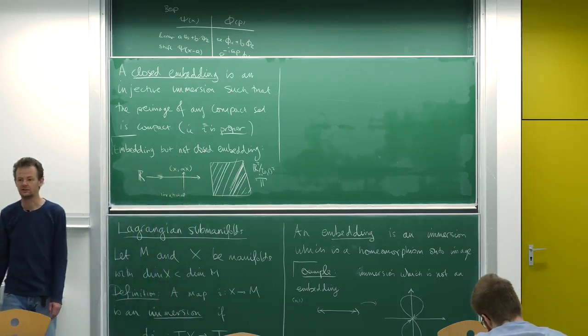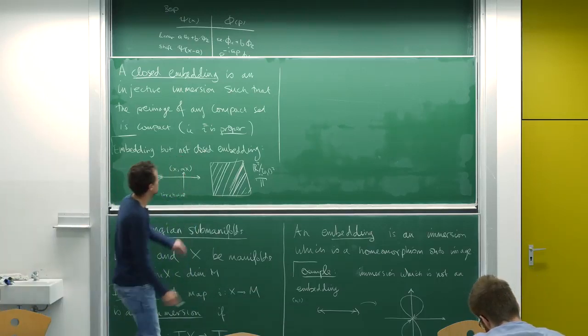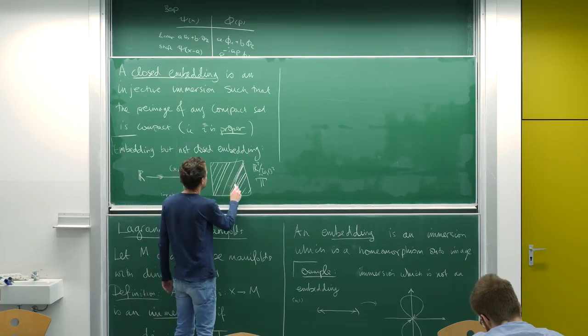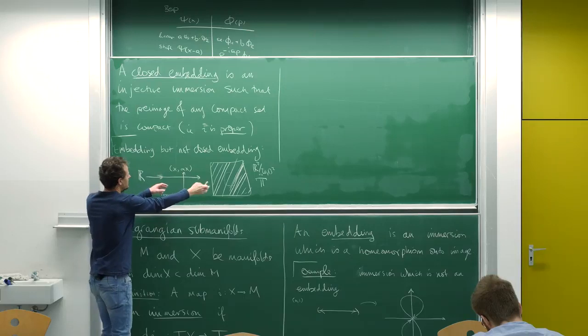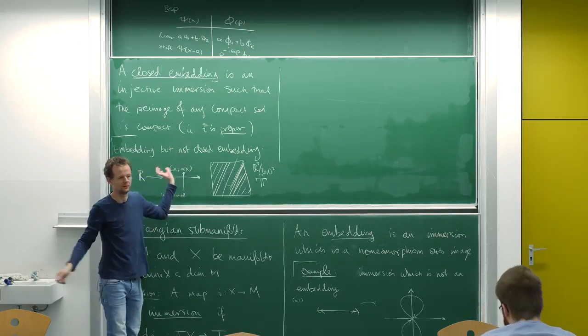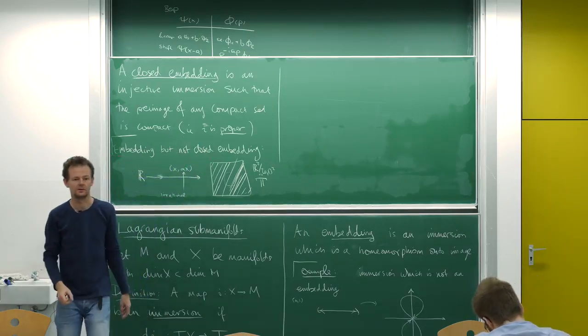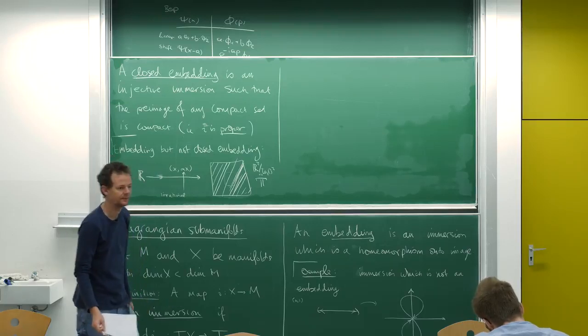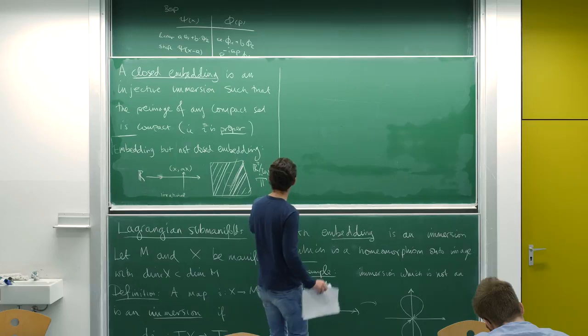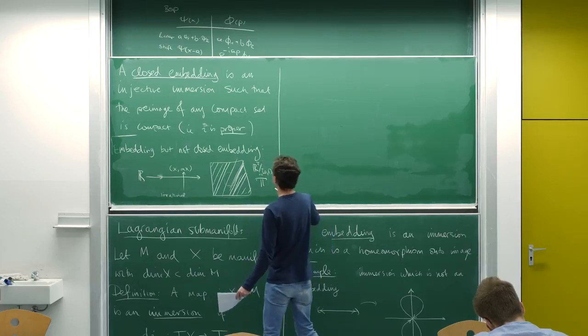This is a nasty example. You can see if you have a compact set in here which is closed and bounded by the Heine-Borel theorem, then it gets pulled back, its pre-image is some infinite union of closed sets, which is not closed and bounded. So that's an example of an embedding but not a closed embedding.